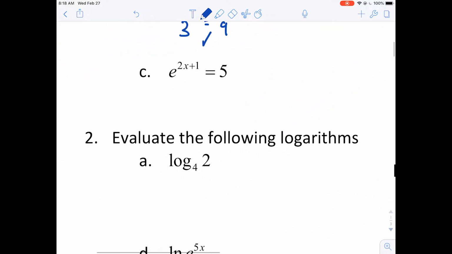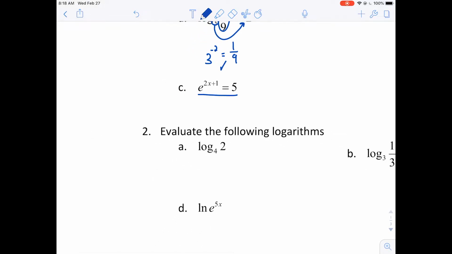All right, same idea for C. If you guys needed that, I'll let you try C on your own.